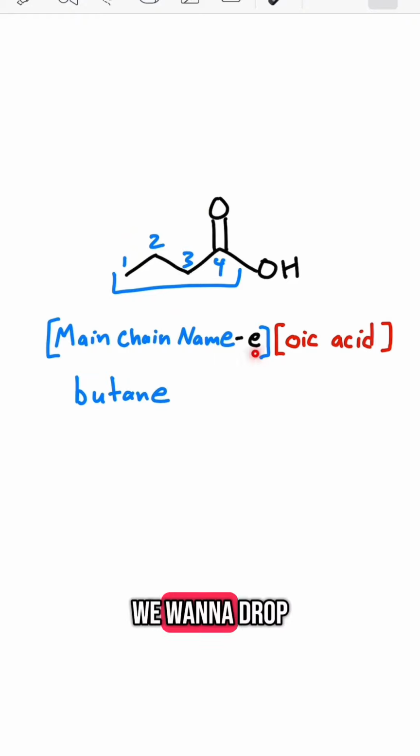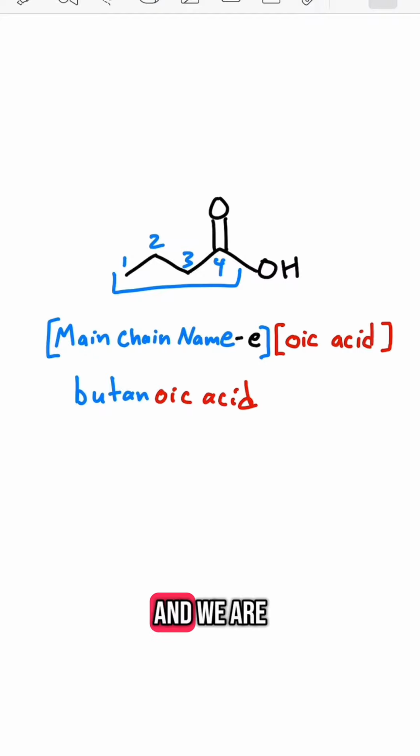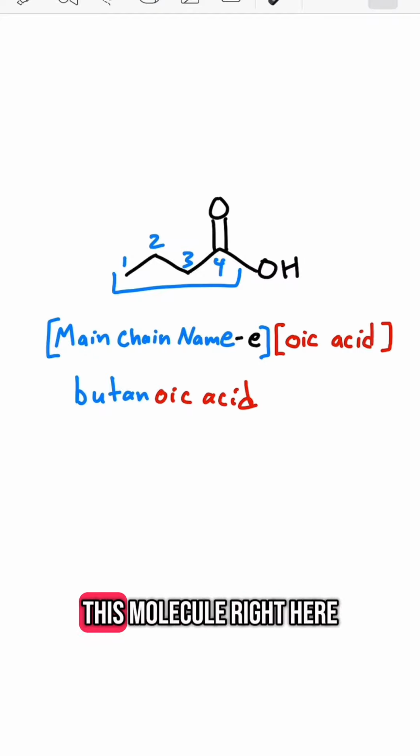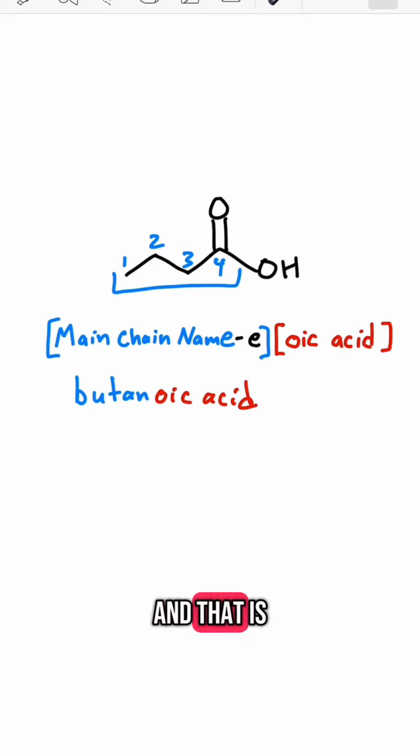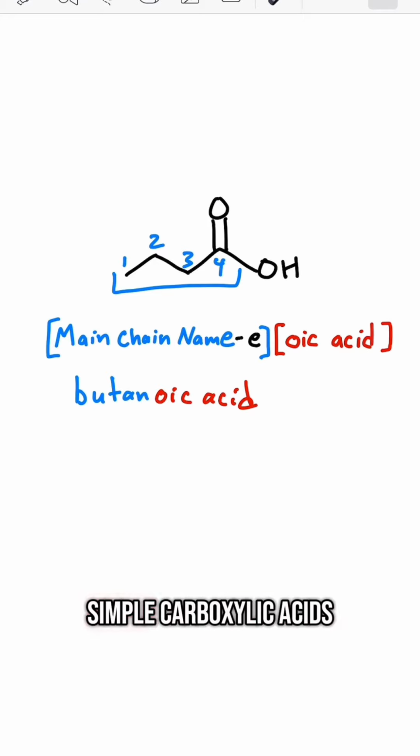And then remember, we want to drop the E. So we're going to erase that. We're left with butan. And then, like I said, we simply just add oic acid. So we're going to add that. And we are left with our name here, which is just butanoic acid. And that is the name of this molecule right here. And that is how you name simple carboxylic acids.